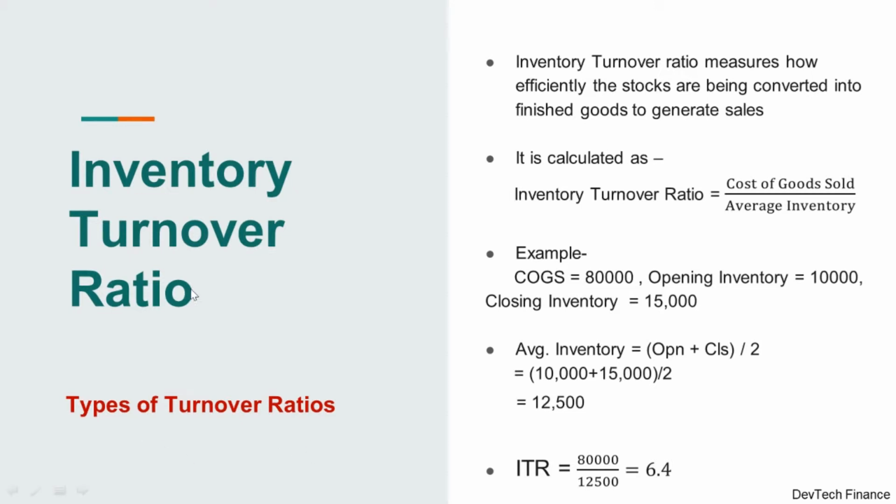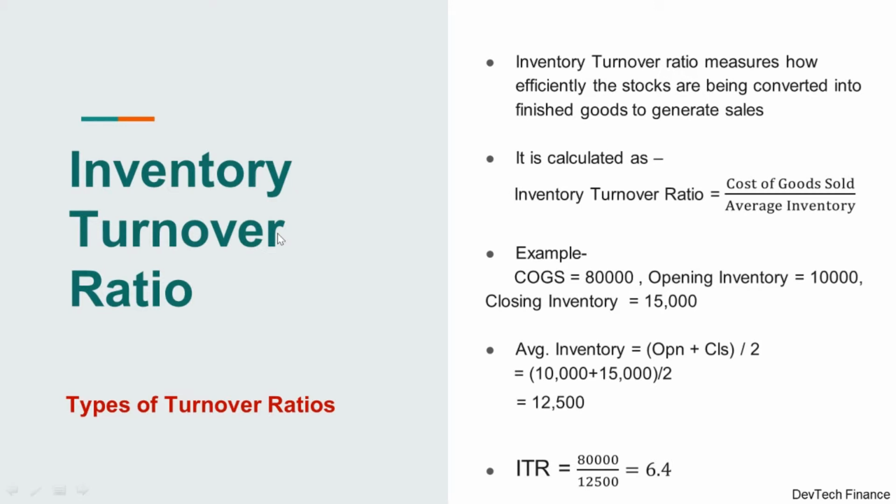Okay, so let's talk about inventory turnover ratio. It measures how efficiently the stocks are being converted into finished goods to generate sales. So obviously we are talking about inventory, which is also referred to as stocks. So how efficiently the business is generating sales by converting its stocks into finished products and then earning revenue through it. This is what is indicated by inventory turnover ratio.